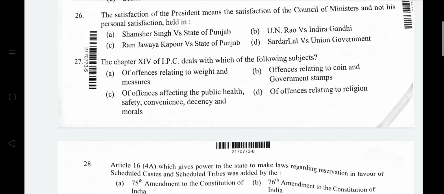Question number 27. The chapter 14 of IPC deals with which of the following subjects? So here the correct answer is option number C. Offences affecting the public health, safety, convenience, decency and morals.